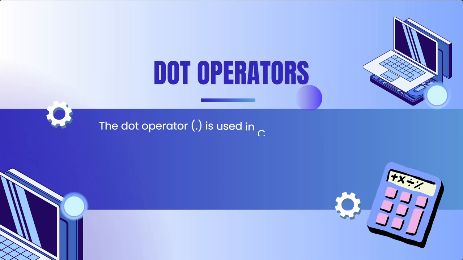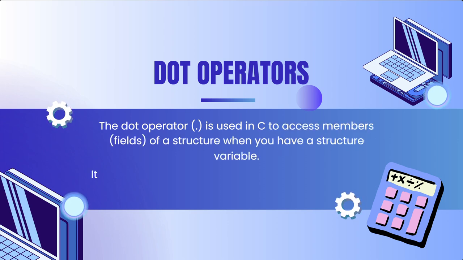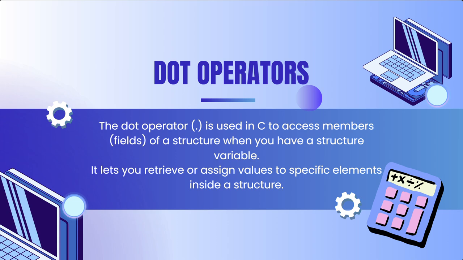We have the dot operator. The dot operator in a structure plays an important role, as it is used to access the members of the structure when you have a structure variable. We need to access them with the help of the dot operator. So it is very important. It helps you retrieve and assign values to specific elements inside a structure.